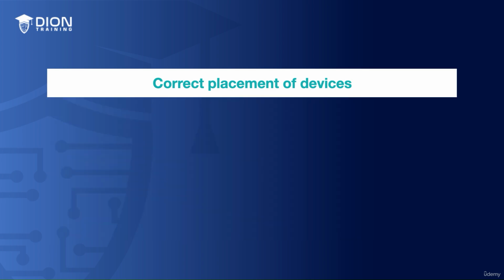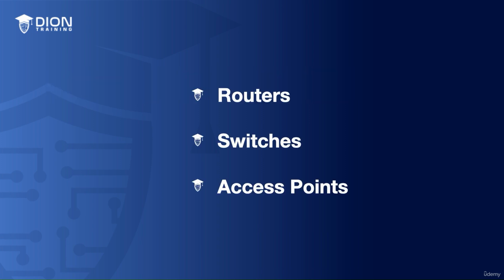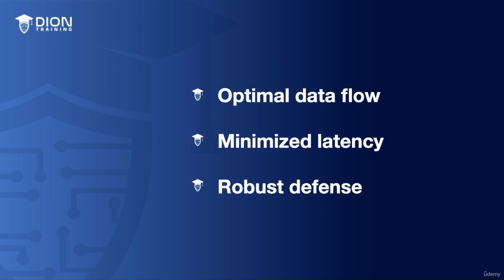Now, first, let's consider the placement of your devices inside of your network architecture. The location of your devices, including things like your routers, your switches, and your access points, can greatly influence both the performance and security of your entire network. The proper placement will ensure optimal data flow, minimize latency, and provide a robust defense against potential security breaches.